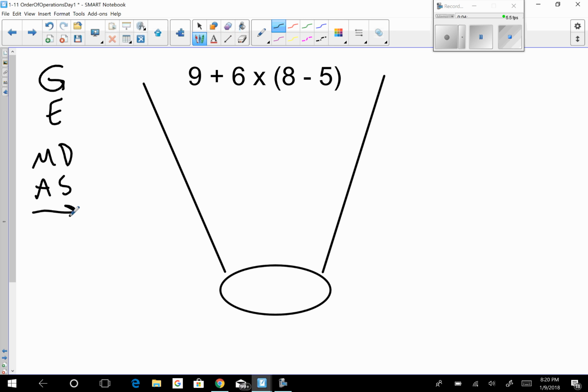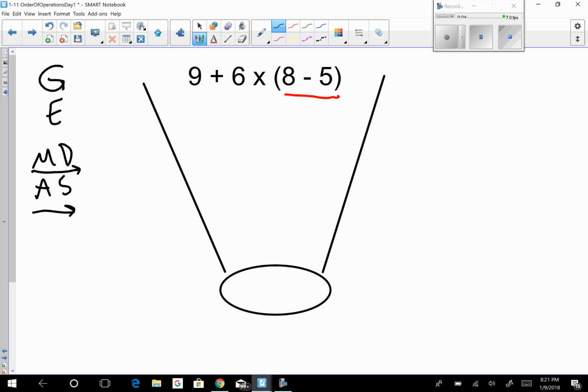Okay, and put your arrow down the bottom so you can remember. And if you need to put an arrow for the multiplying, dividing as well, that's good too. Okay, first, grouping. Do we have any grouping? Yes, I'm going to underline it. I want you to underline the part that you're working on.